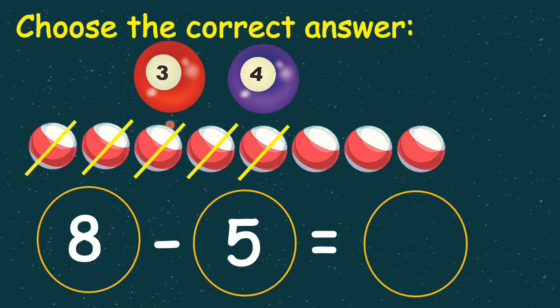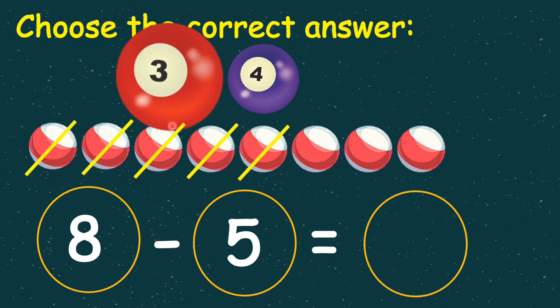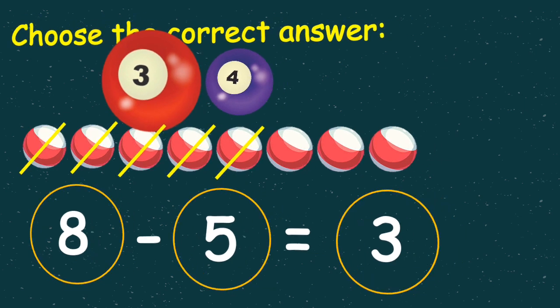So we need to choose the correct answer, which needs to go inside the circle. So which ball has the answer 3? Yes, this one. So we need to write number 3 in the circle. Interesting, isn't it? So you need to write number 3 here in this circle. Subtraction is fun, isn't it, children? Shall we solve another one?